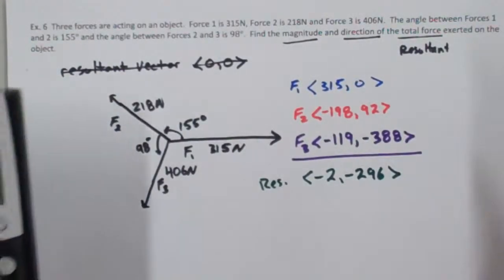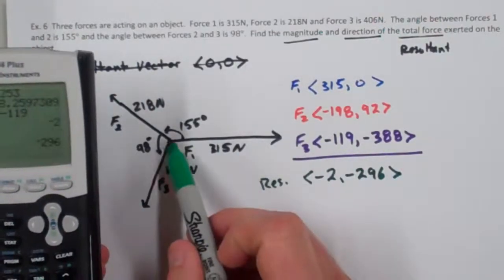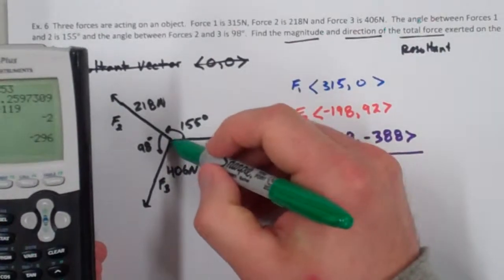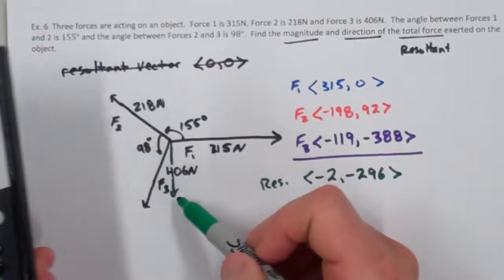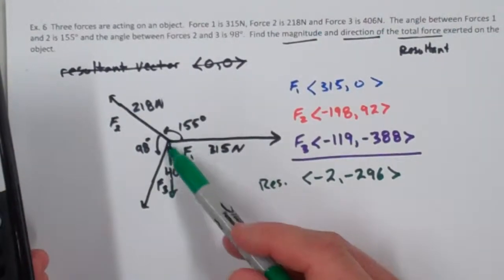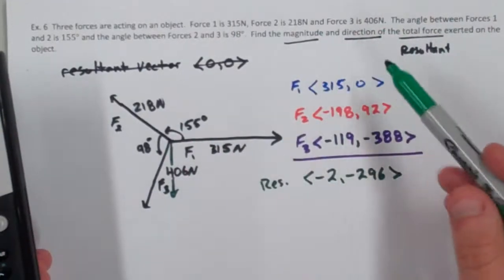If you plotted this one, we actually don't know the magnitude yet, but we would be left 2 and then down 296. So that might be something like that. That should be left a little bit, I suppose, right there. But the actual force that's on this object is pulling it in this direction. We want to know what the actual direction is and the magnitude.